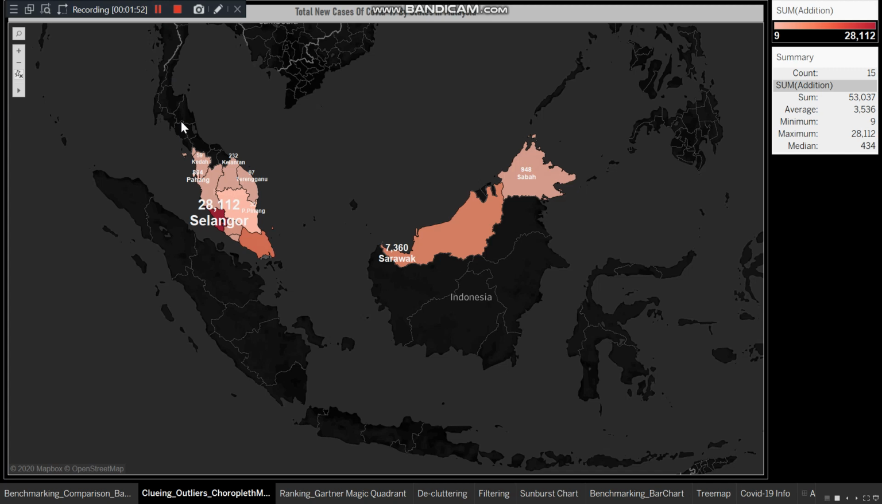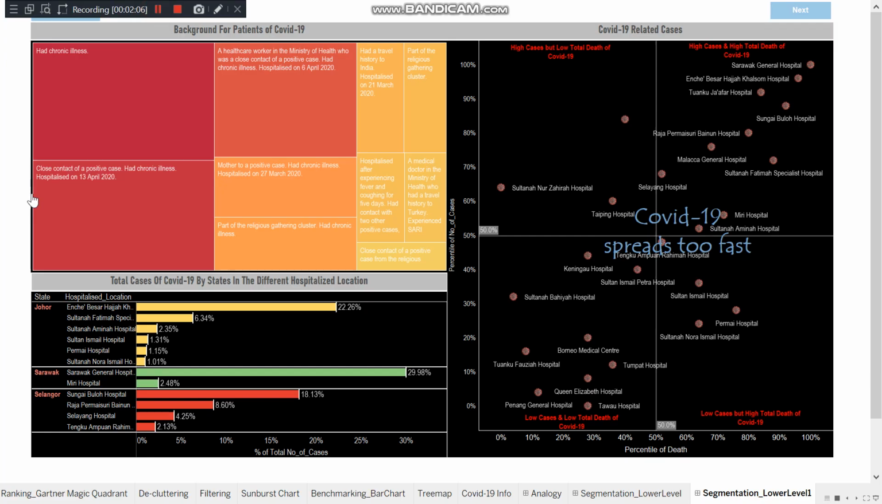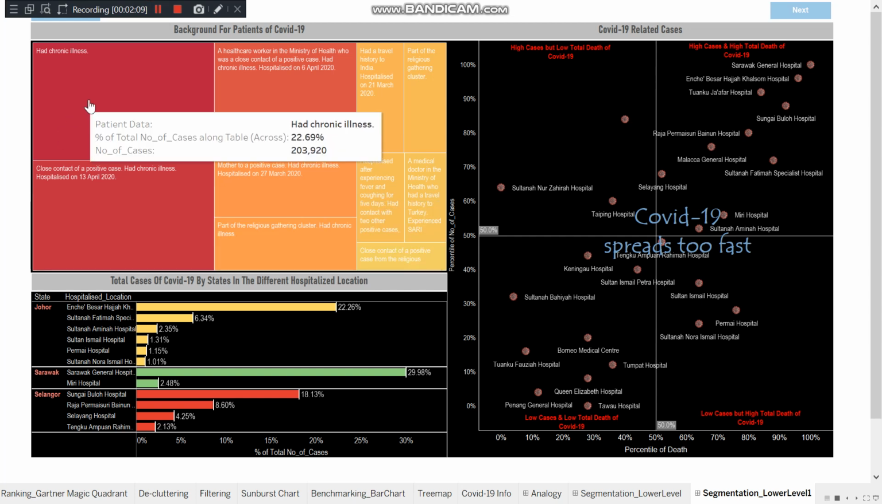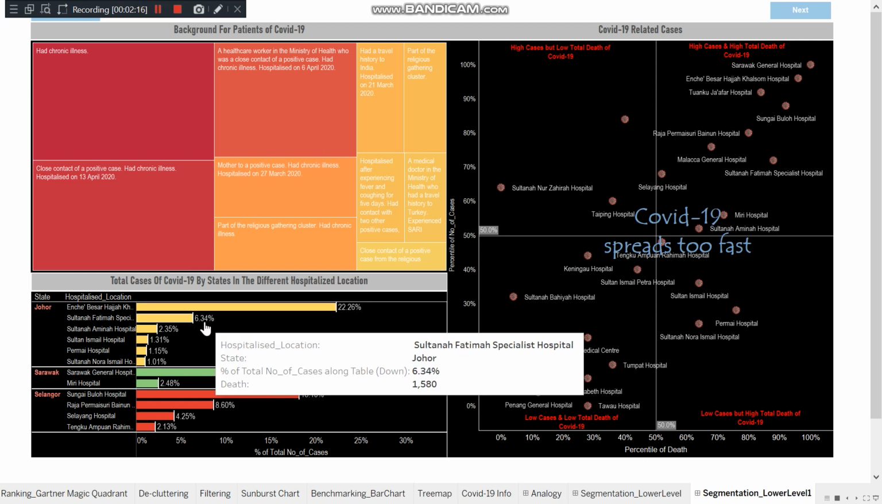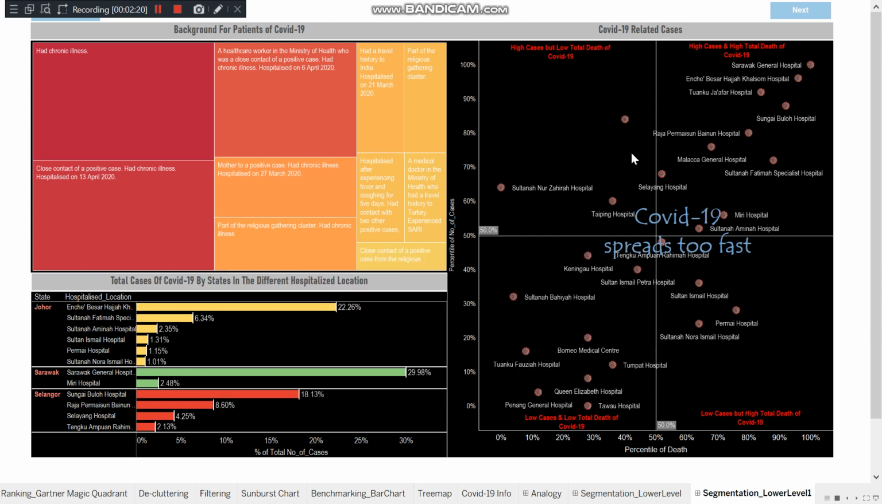Again, this choropleth map is a multiple visualization technique that includes a Malaysian map, color coding, and also the numbering. Then this dashboard is considered an application visualization technique that includes a treemap, bar chart, and also the Gartner Magic Quadrants.